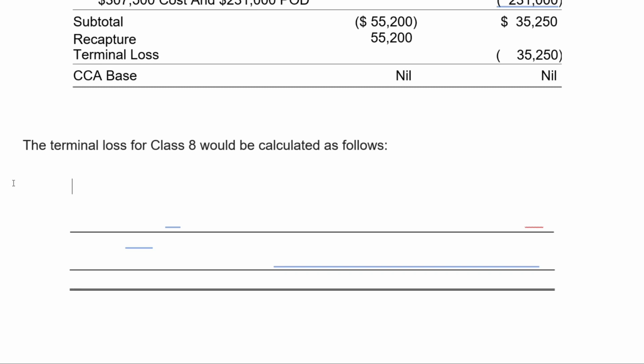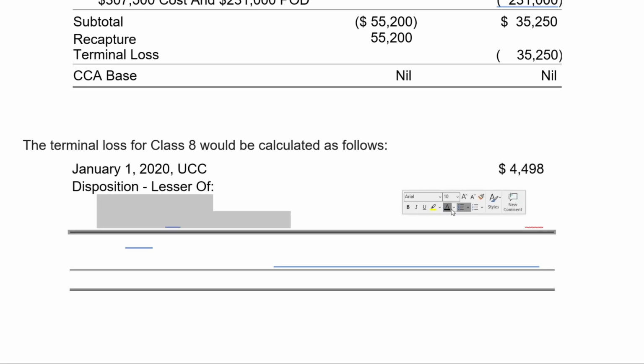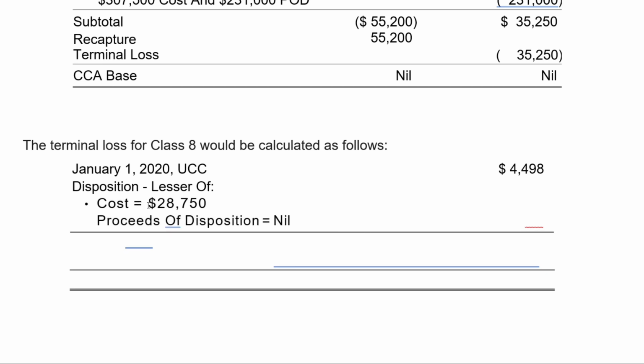So if we were to go about handling that, our opening UCC balance was $4,498. From that, we subtract our disposition. And the disposition is going to be the lesser of the proceeds of disposition and the capital cost. If we take a look at those, we'll see that the cost was $28,750, but they gave it away basically, right? It wasn't worth anything. So the proceeds of disposition are going to be nil. And if that's the case, our dispositions from the class is going to be 0.